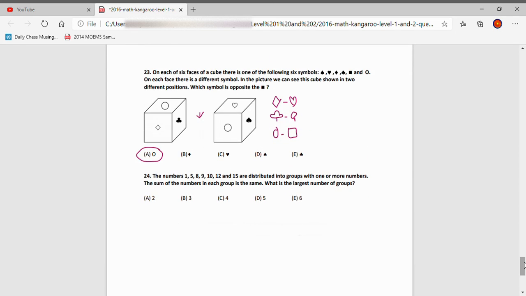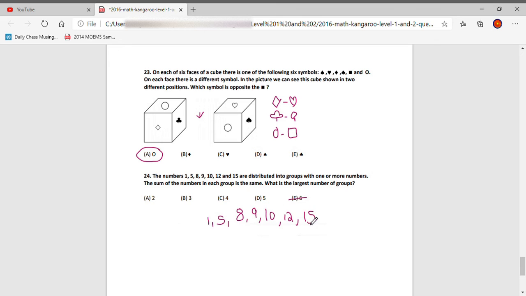Number 24. The numbers 1, 5, 8, 9, 10, 12, and 15 are distributed into groups with one or more numbers. The sum of the numbers in each group is the same. What is the largest number of groups? So we have 1, 5, 8, 9, 10, 12, and 15. So these are 7 numbers. So I'm going to write them here to make it easier to use. 8, 9, 10, 12, 15. So 6 groups is not possible, because that would mean one number is alone and everything else adds up to it. So 15 would be alone because it's the biggest. Then that means that only one number goes with something else. So 6 is definitely not possible.